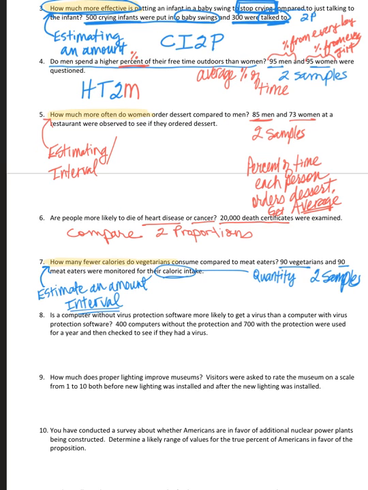All right. So let's go ahead and see how you did on numbers 5, 6, and 7. Okay. So I see with number 5, we were wanting to see how much more often do women order dessert compared to men. So I'm estimating an amount. That tells me it's an interval. So I can tell it's a confidence interval. All right. I have two different samples, men and women. So I know that's 2. And here's another one I think is kind of tricky. So what would I get? So you have to think about when you ask the question and you collect the data.